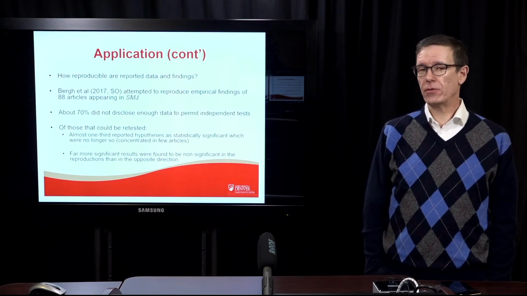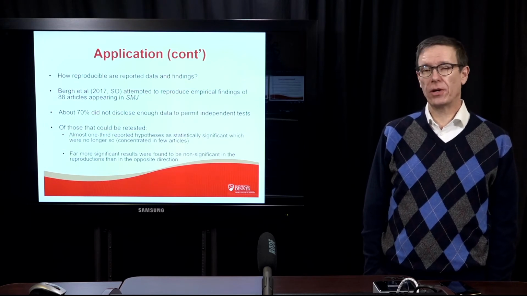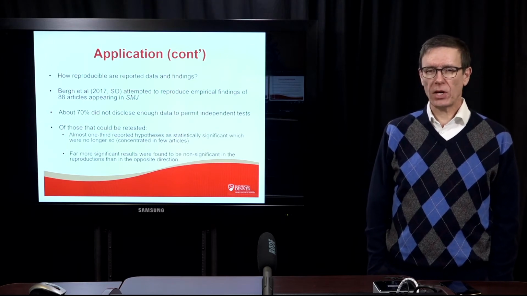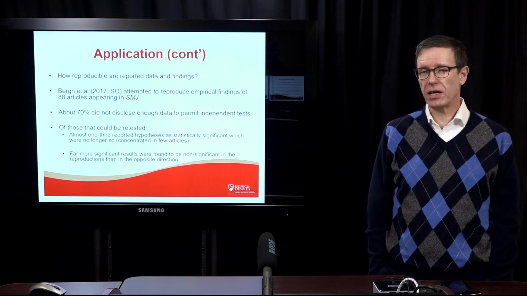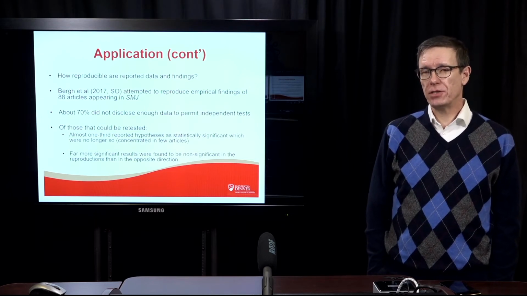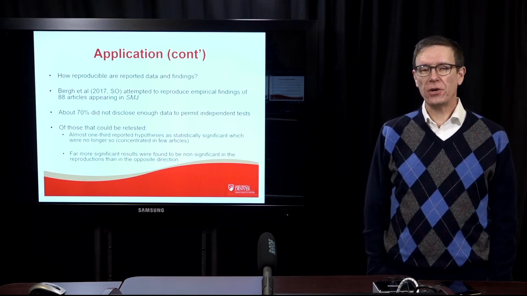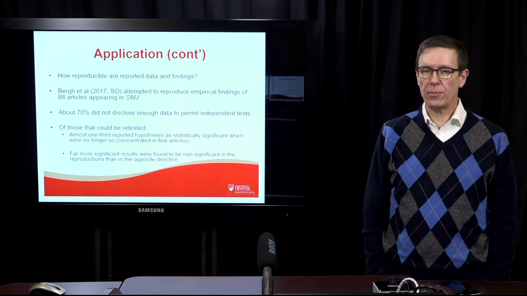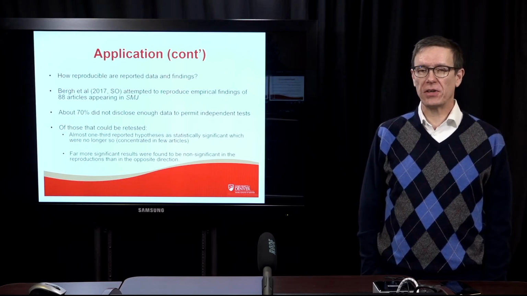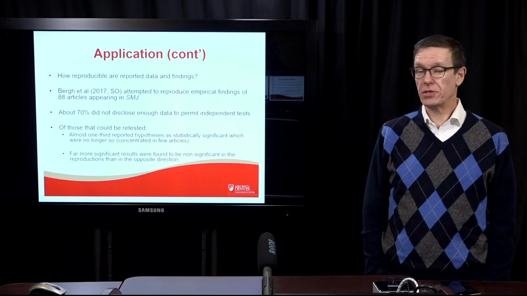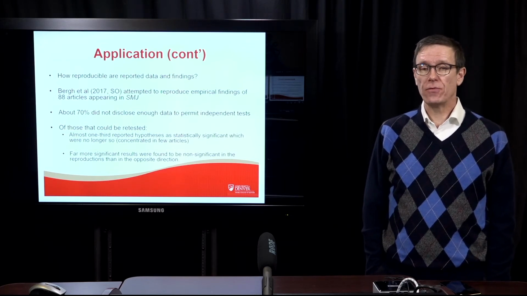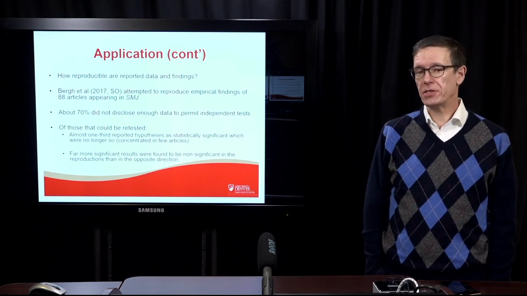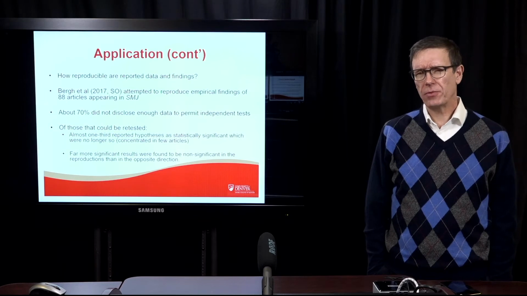In other words, they may not have reported correlation matrices, or they may not have reported means, or there was some other reporting difficulty. And then as you can see, 70% of those, as I indicate here, could not be subjected to reproduction. Of the 30% that could be, about 2/3 of them we were able to reproduce. However, 1/3 reported hypotheses as statistically significant, which were no longer so. It was concentrated in just a few articles, fortunately. But far more significant results were found to be non-significant in the reproduction than in the opposite direction. And that raises some rather interesting questions.